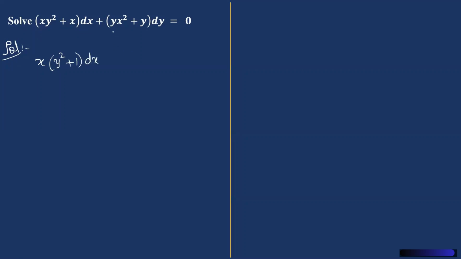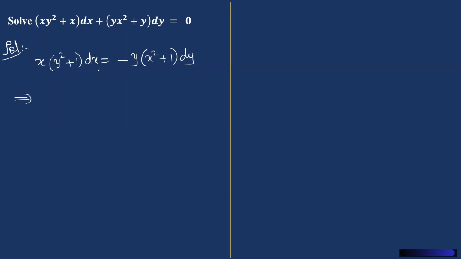And see, I'm also simultaneously sending this term to the other side. So it is equal to minus, when you take y common from this, see what you get? y(x² + 1)dy. Right? Now see, when you look at these terms individually, we can observe they are all in product. So since they are in product, they can be easily separated. Right? So I'm just separating the variables here.